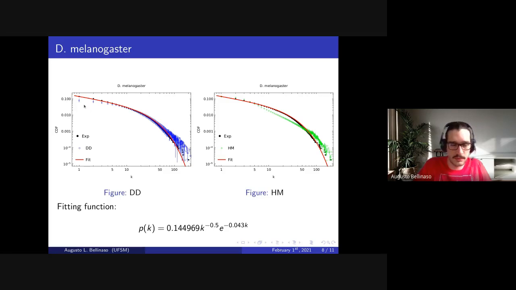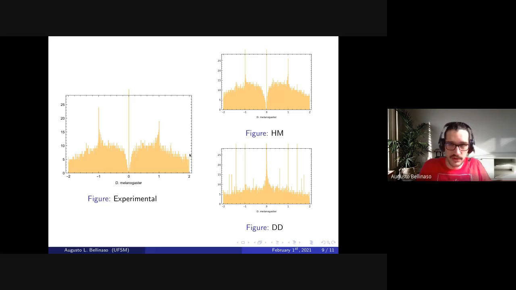So the black dots are still the experimental network, and the red line is the fitting function. And here the duplication divergence is a little better in some aspects than the hybrid model, but when you go to the eigenvalue spectra, the hybrid model captures the specific features of the network.